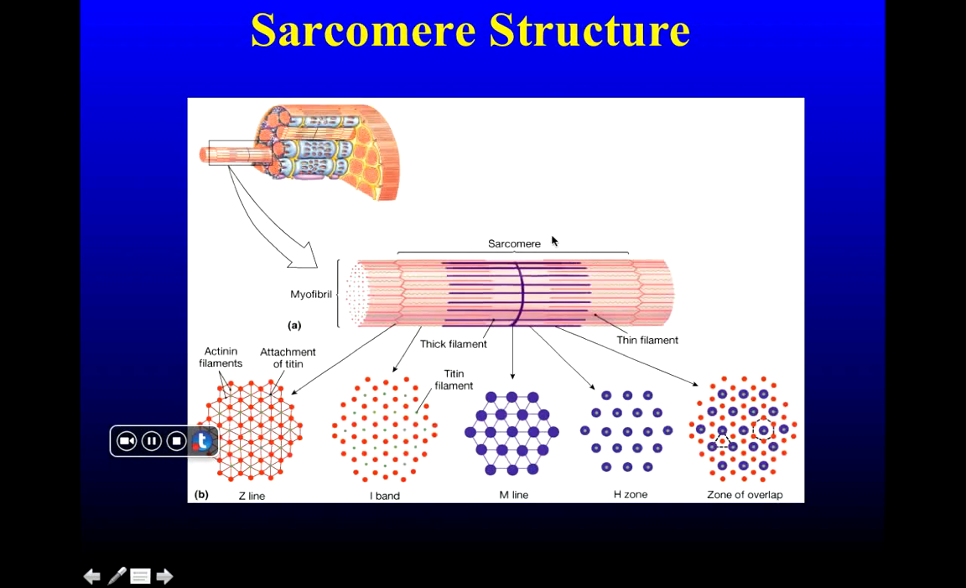This is kind of neat. So if you took a section and you cut down the length of the zone of overlap, this is what you would see. This is pretty cool. So remember I said that actin and myosin interact to cause a contraction. Well, look at the arrangement.